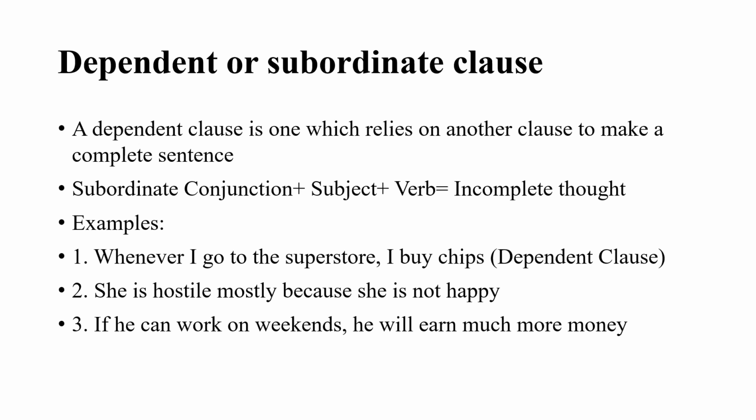In the third example, if he can work on weekends, he will earn much more money. In this example, you can see if he can work on weekends, what will happen? Until or unless we read another clause, he will earn much more money, it is not conveying its meaning. So in this example, if he can work on weekends is a dependent clause, which is depending on the independent clause, he will earn much more money.